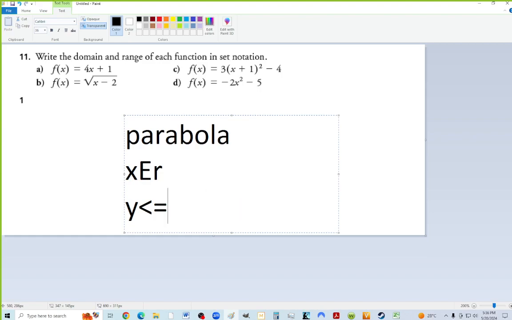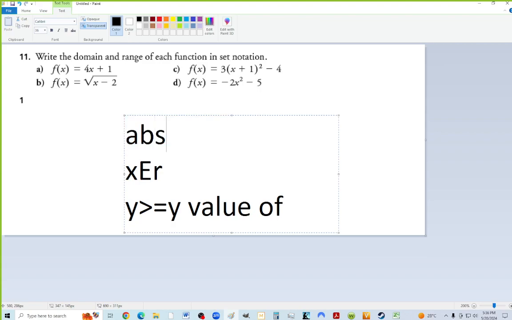If it has not been reflected, the range is y is bigger or equal to the y value of the vertex. This is the same rule for the absolute function. Find the vertex, and if it hasn't been reflected, y is bigger or equal to the y value of the vertex. If it has been reflected, y is smaller or equal to that value, and x is always x∈ℝ.